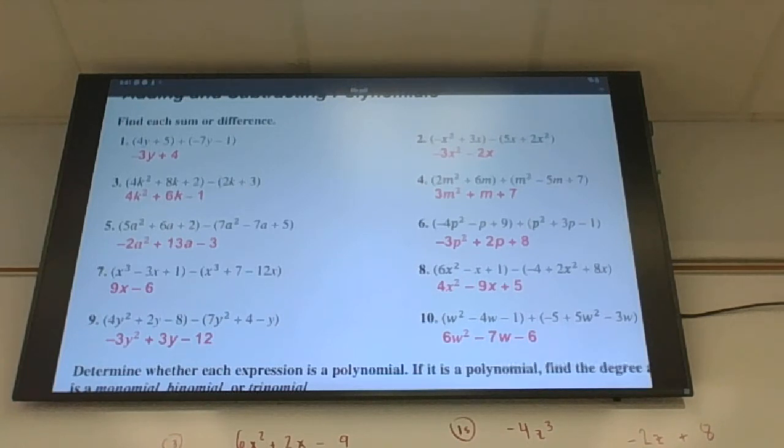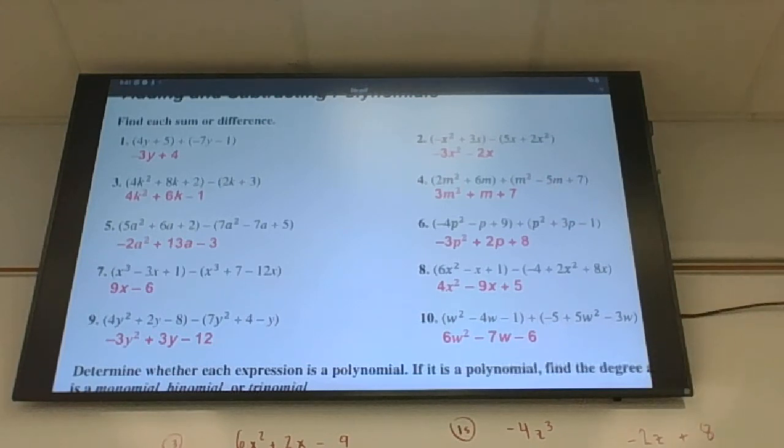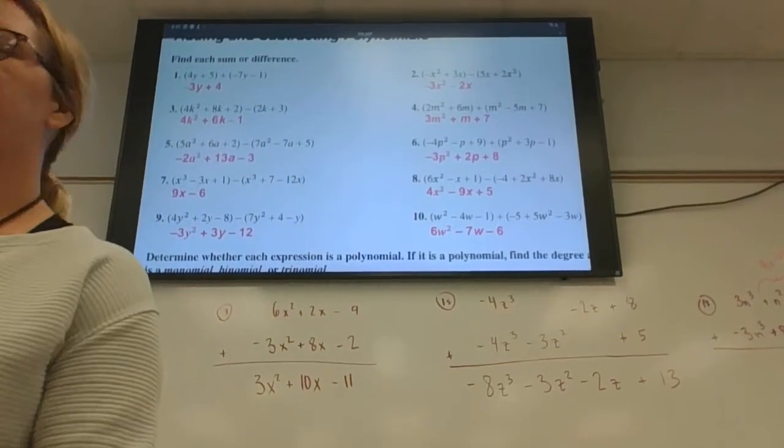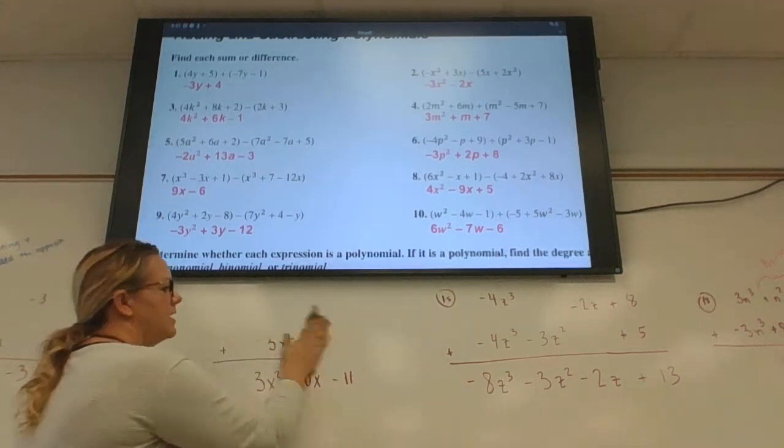Alright, who wants to see one of these work, 1 through 10? Which one? Any of them? Number 10. So this is your chance if you did not do the assignment or you were not sure. Try to match number 10 up. Try to stack it correctly.